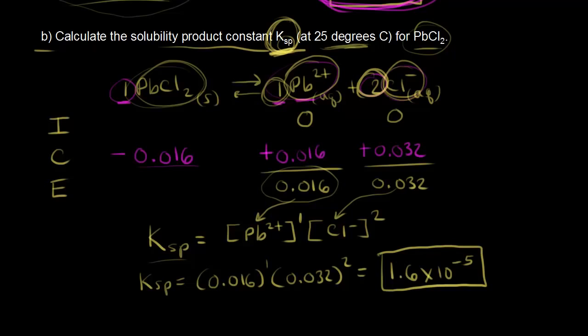Now, I should say I have seen different values for KSP for lead 2 chloride at this temperature, and so you might see a different one if you're looking in a different textbook. But to me, that's not the important thing. To me, the important thing is understanding how to calculate KSP by writing an equilibrium expression and thinking about the equilibrium concentrations of your products, of your ions.